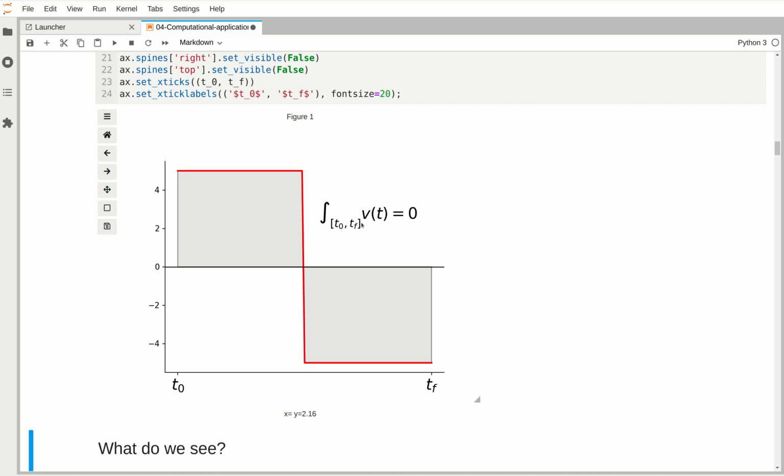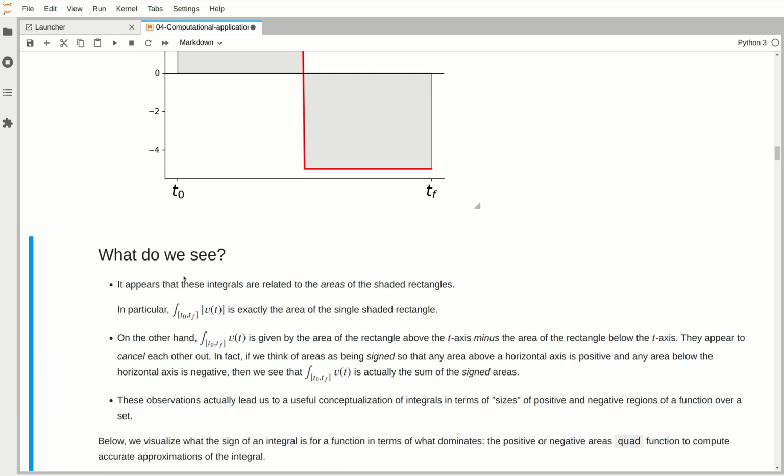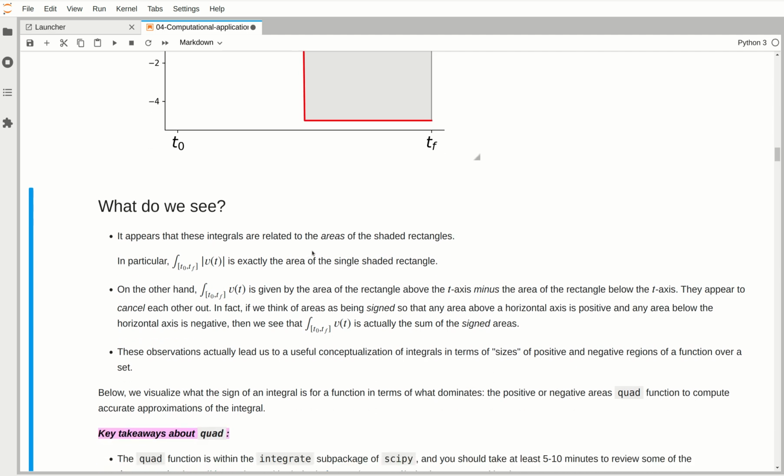So in this case, we see if we integrate a function that changes signs, it appears that the area shaded between the curve and the x-axis when the curve is positive is canceled out by any area that's below the x-axis. So we might consider the area underneath the x-axis as being negative. And this explains what the integral, in a sense, is. These integrals are related to the areas of the shaded rectangles. And in particular, the integral of the absolute value is exactly the area of the single shaded rectangle.